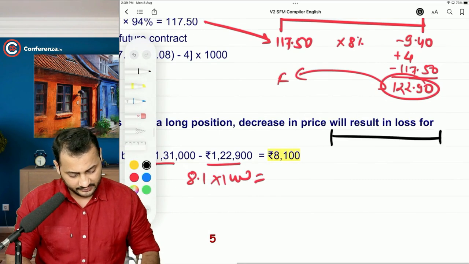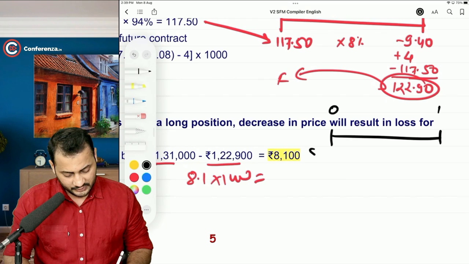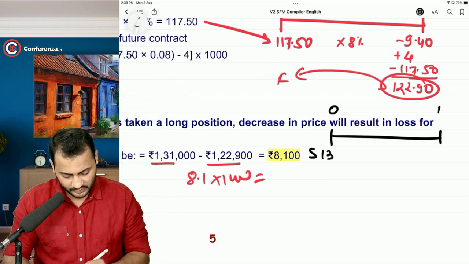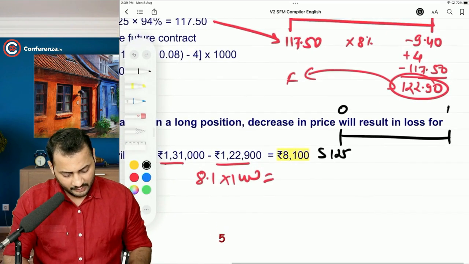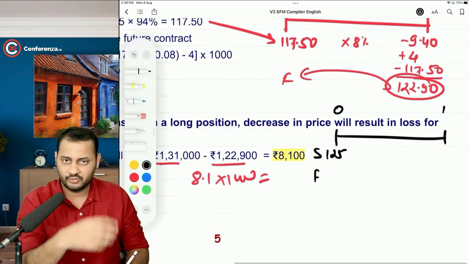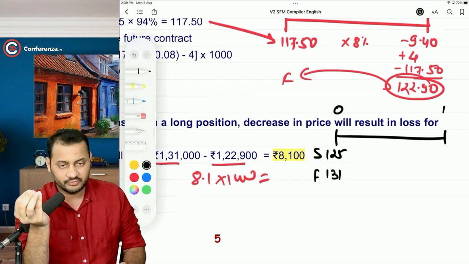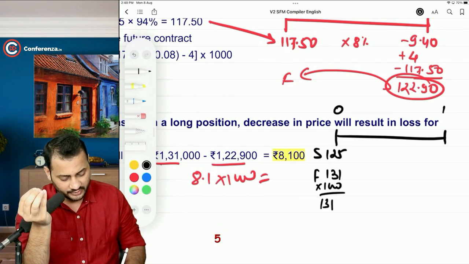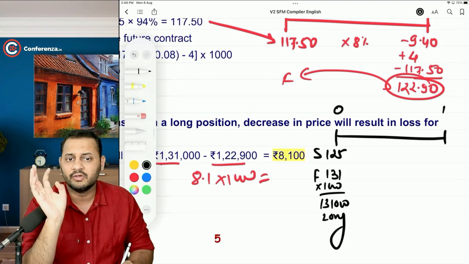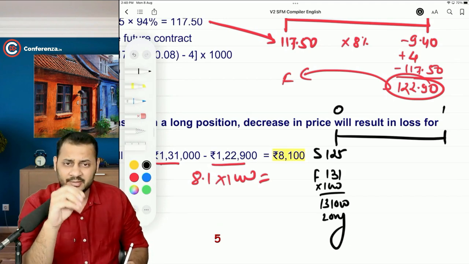This is the timeline. This is the 0th time, this is 1 year time. The spot price was 125. And what happened? You found that the shares forward is fairly valued in the market. You found the market price of the forward contract is 131 multiplied by 1000 shares. So you purchased, you took a long position in the forward market at 131 price. So the total contract value is 1,31,000 immediately.